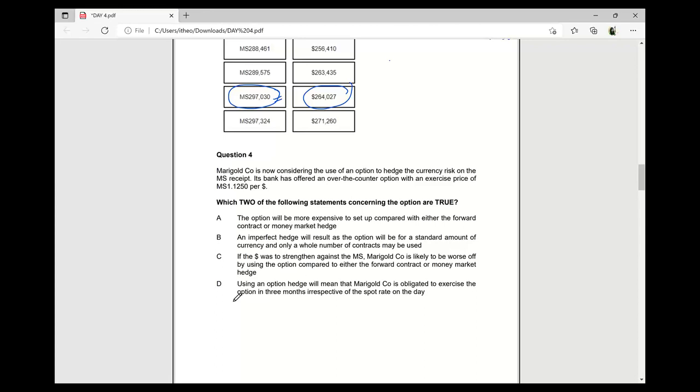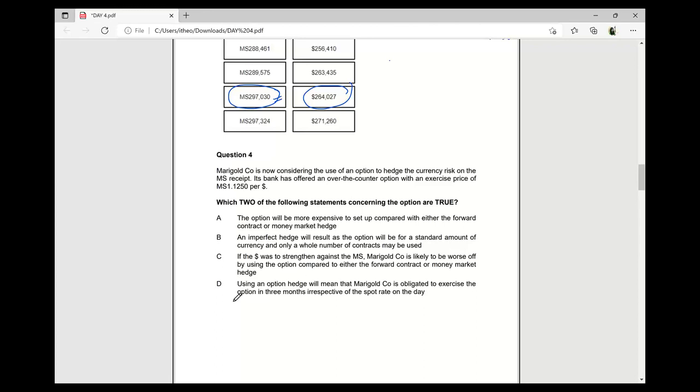If you do a forward exchange contract, you have to fulfill it. But if you are doing an option, you can simply take a right, not an obligation; you can leave it. So Marigold is now considering the use of an option. The bank has offered an option with an exercise price of shillings 1.125 per dollar. Which two of the following statements concerning the options are true?